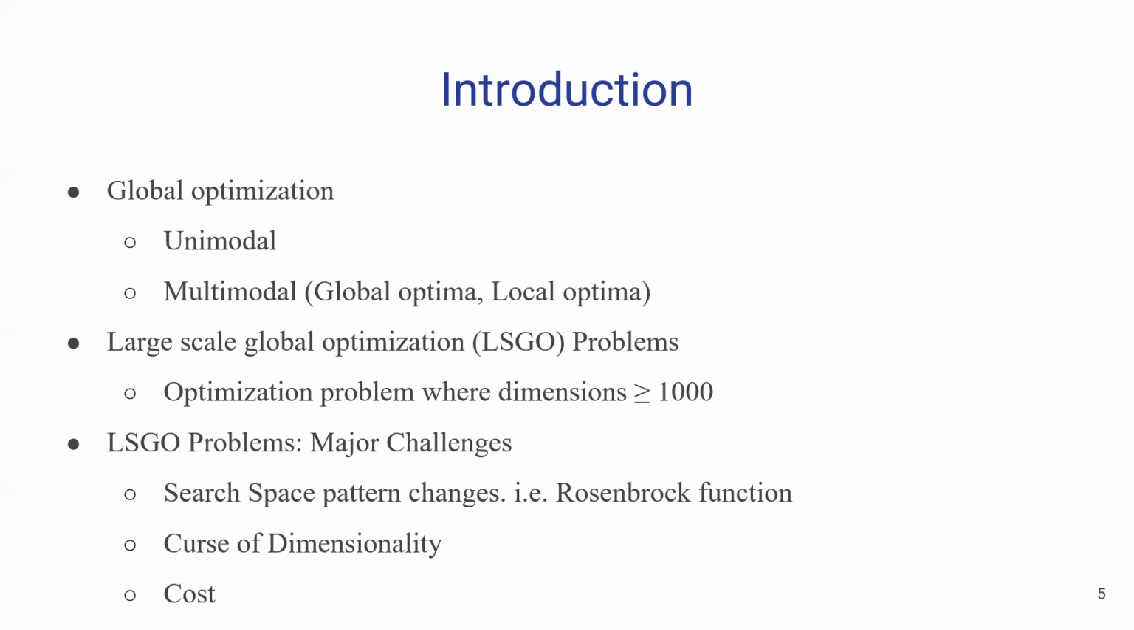For example, the search space pattern may change. As we can see in the Rosenbrock function, it acts as a unimodal function in two-dimensional space, but it acts as a multimodal function when the dimensions increase beyond 3. With an increase in dimension, we may also face the curse of dimensionality. The search space increases exponentially and makes it challenging to find the global optimum. The increase in space also costs us in terms of computation time.